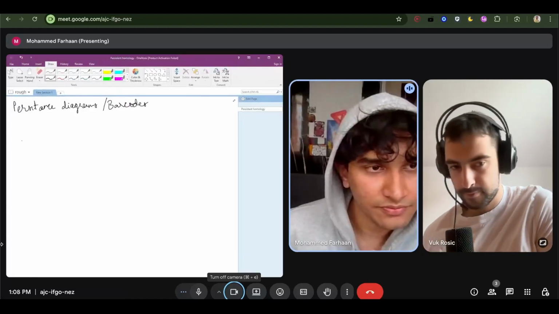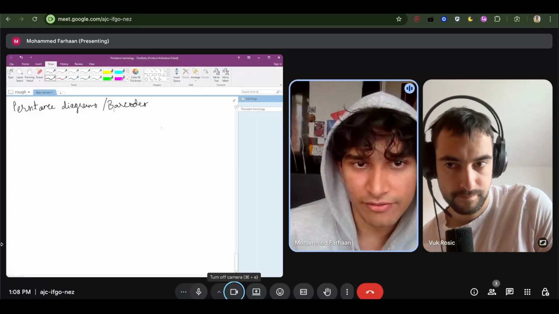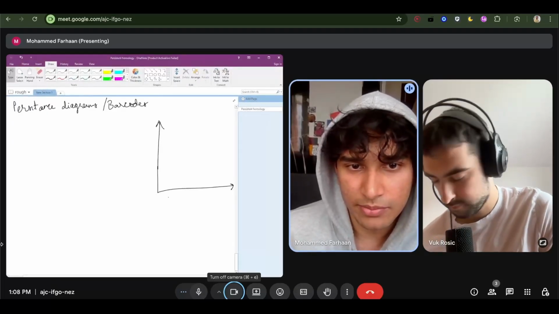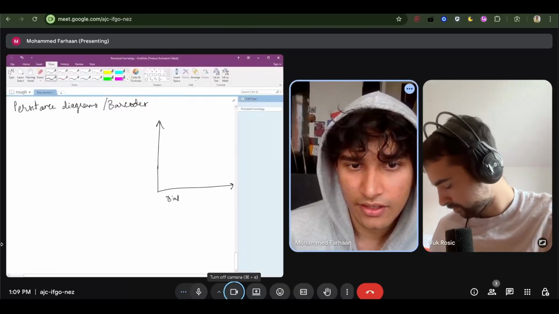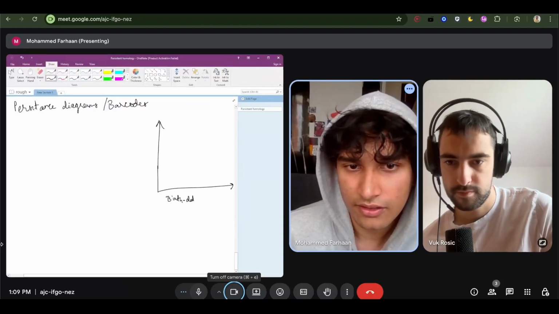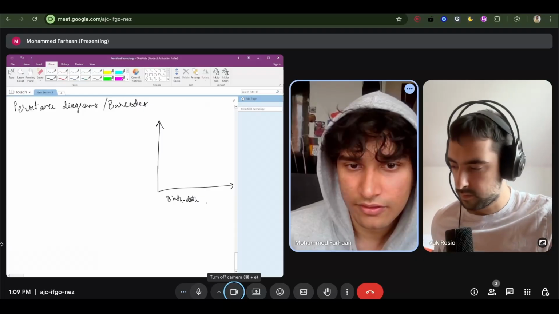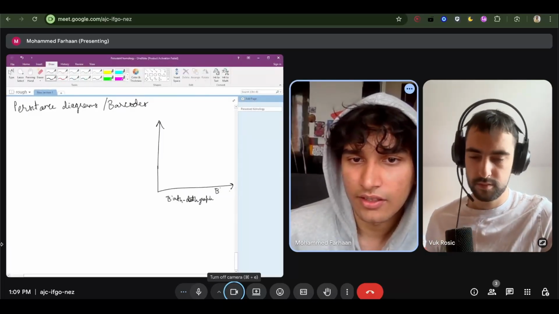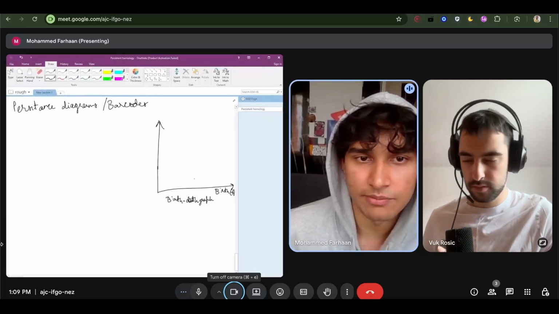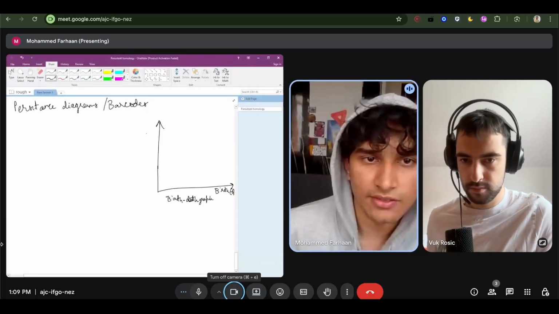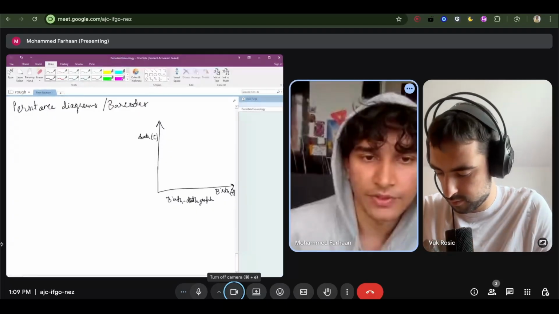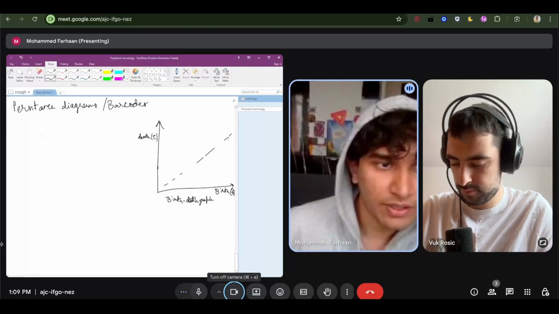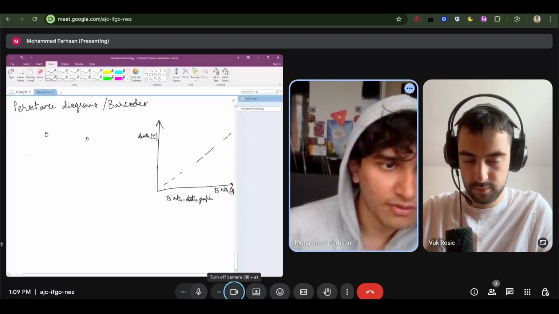So what we do is we have one graph over here, and what we call this graph is the birth-death graph. Okay, so in this axis we have the birth. These are both in time, so a time t. And this is also death, again at time t.